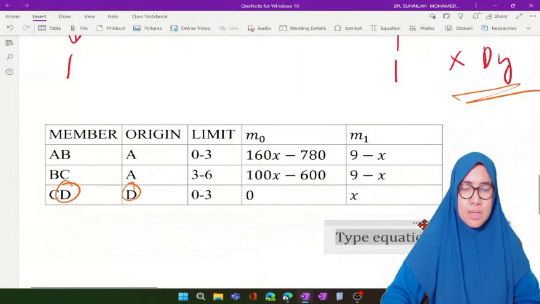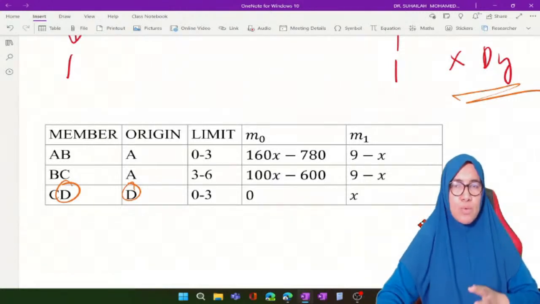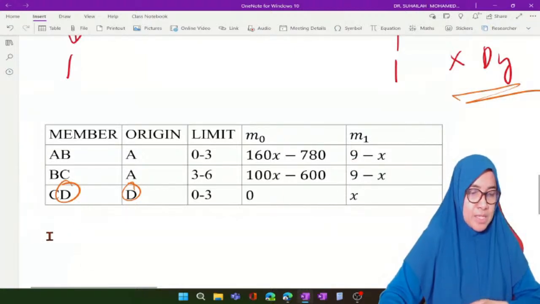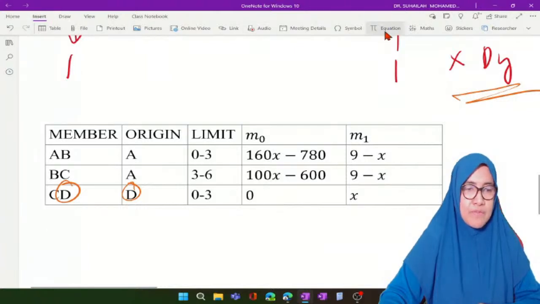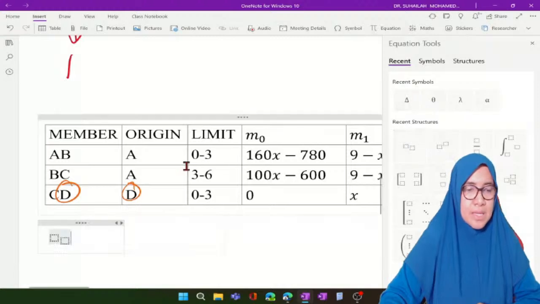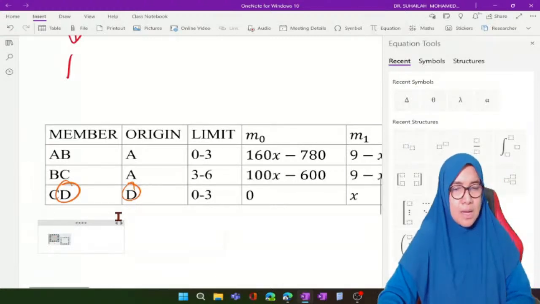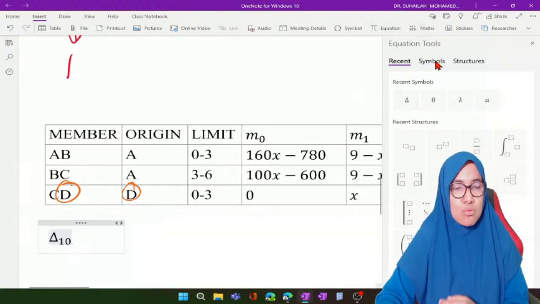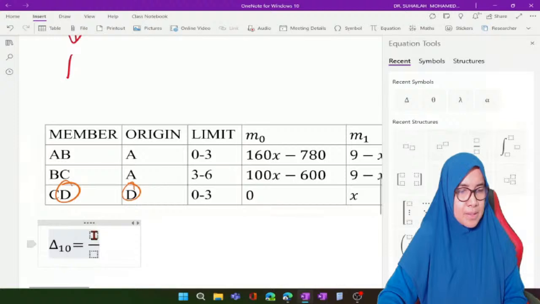Now we have all the moment equations. So what is the next step? We can substitute all this into the formula of displacement. We will calculate two displacements, theta one knot. We get it from the compatibility equation. And we integrate the two moment equations, equal to 1 over EI.